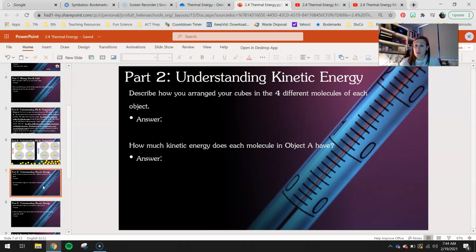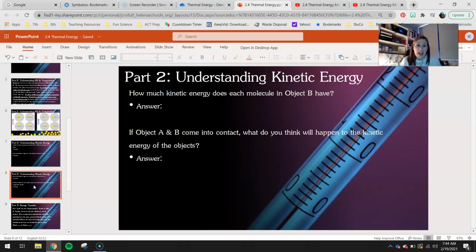And then how many did you use on object 2? Oh, I used 1 on each molecule on object 2. Okay, so there was a total of 4 that you used for object 2. How much kinetic energy does each molecule in object A have? So remember, 1 energy cube equals 1 kilojoule of energy. So use that to help you decide the answer to that question. How much kinetic energy does each molecule have in object B?